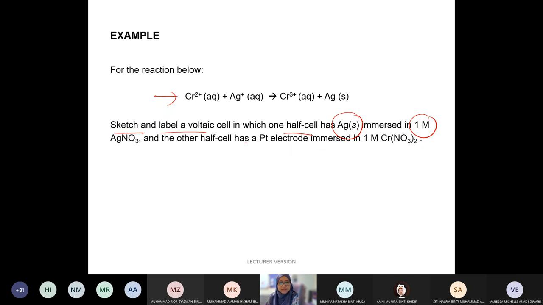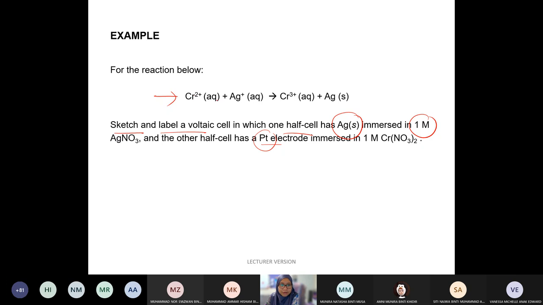AgNO3, and the other half cell has a platinum electrode immersed in one molar chromium nitrate. This is not supposed to be given. Ini tak perlu nak beritahu dekat you. Okay, kalau soalan exam lah. Okay, this is a guided question. So kalau dia tak beritahu, you kena tahu that you should be using platinum, not chromium solid.